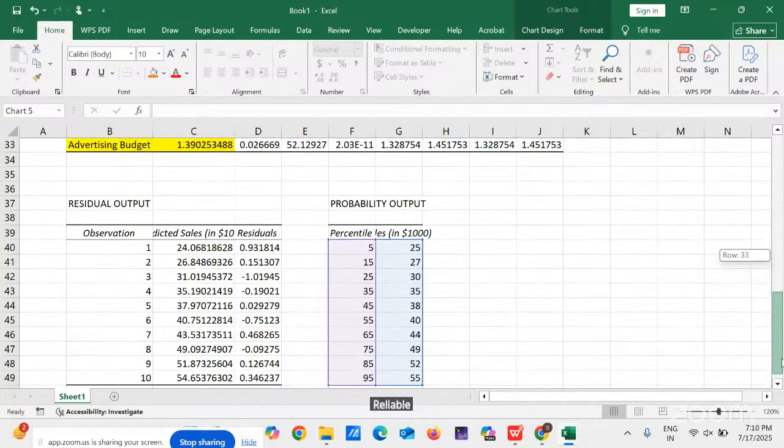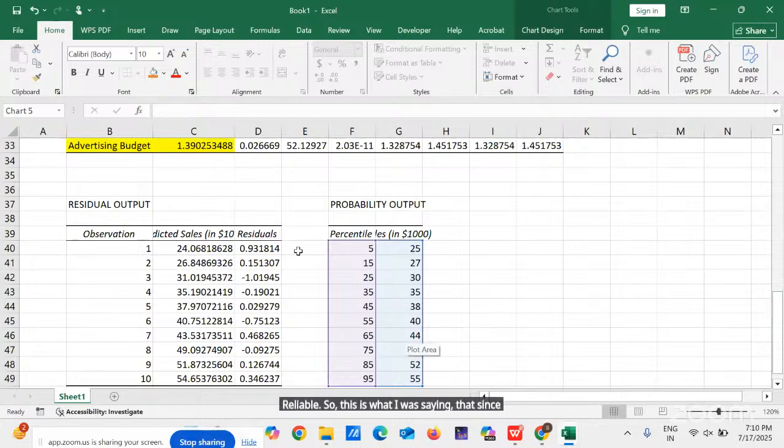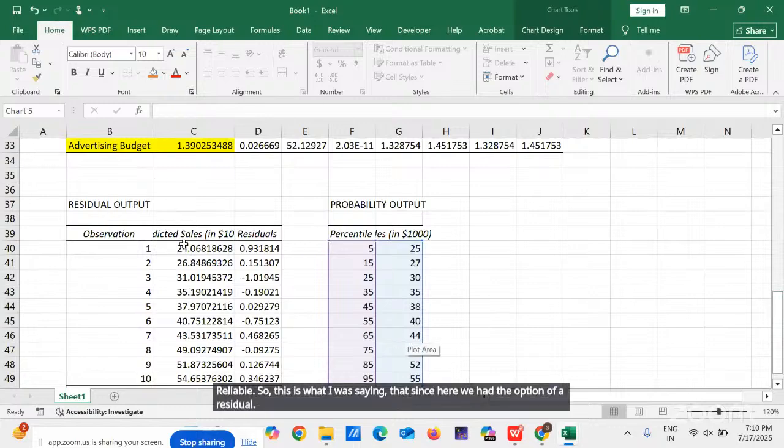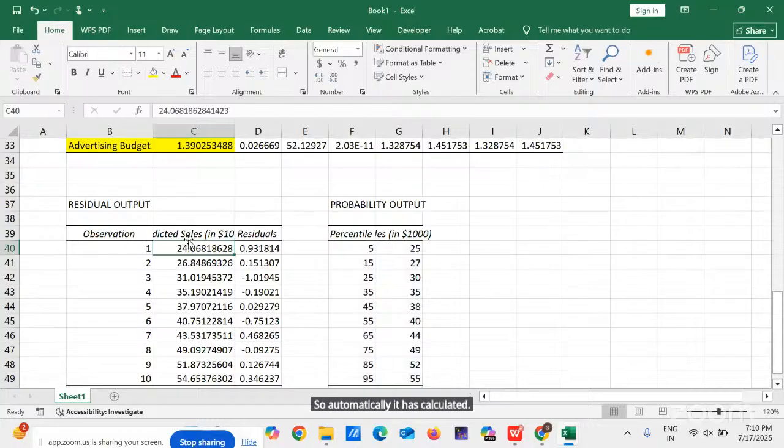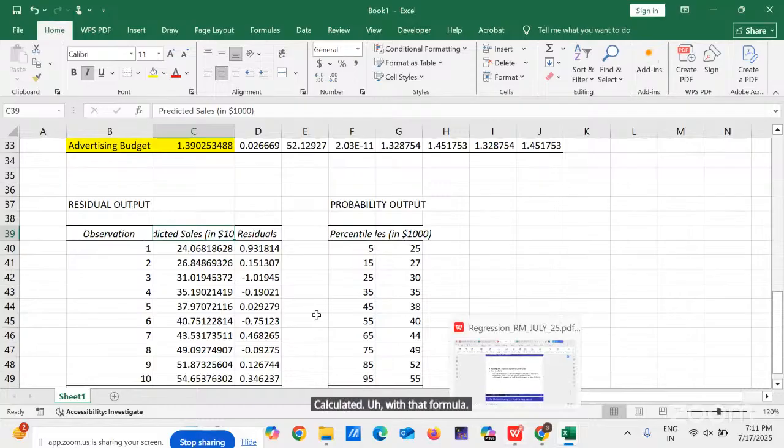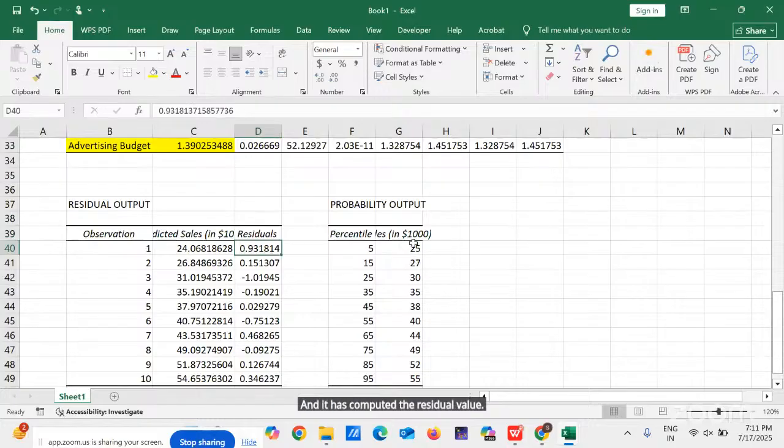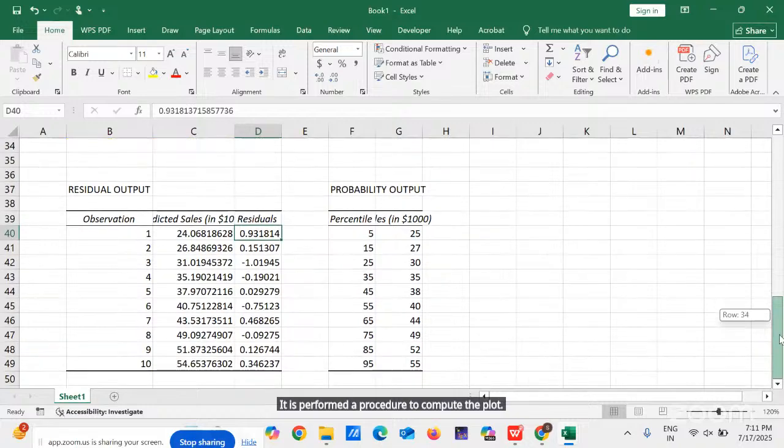So this is what I was saying, that since here we had the option of residual, so automatically it has calculated. Automatically it is calculated with that formula, and it has computed the residual value, and then it has performed the procedure to compute the plot. Okay.